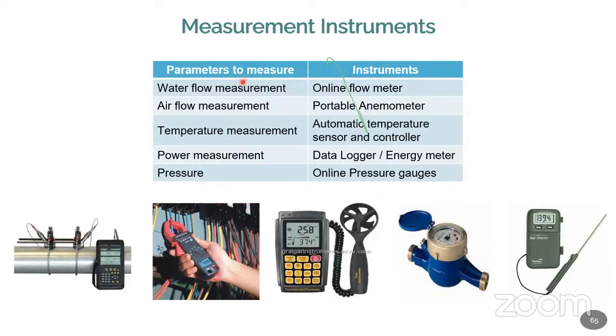One is a water flow meter. If it is a water cooled chiller, you need a water flow meter. You can use an online electromagnetic type flow meter or a digital flow meter, or sometimes ultrasonic type flow meters. Then the air flow meter: what is the air flow? You can measure with the help of an anemometer. A portable anemometer is enough.